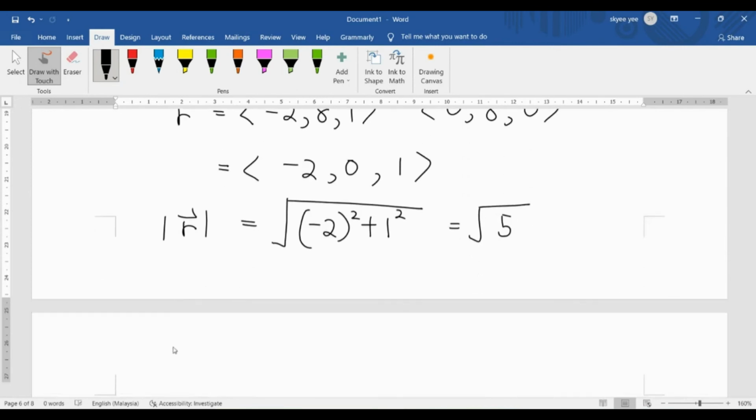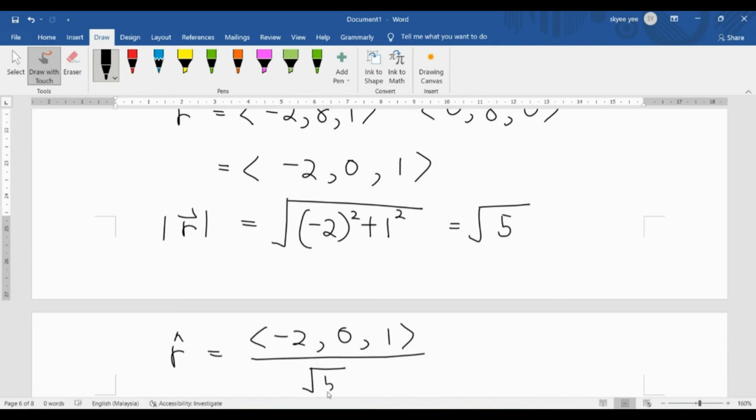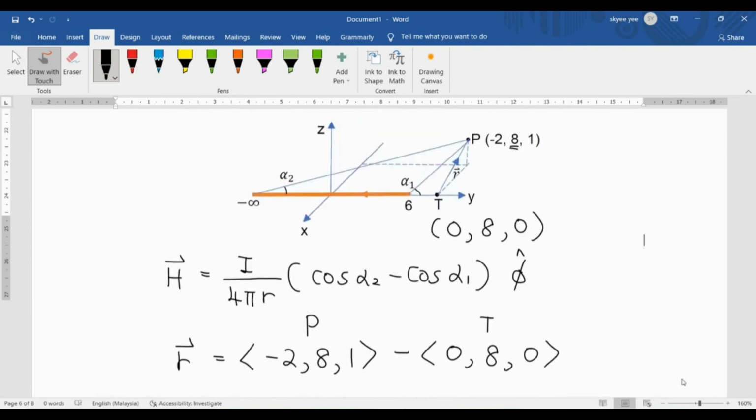While for your unit vector r, it is equals to this: negative 2 over square root 5, this is x, plus 1 over square root 5, and this is z. So you got your unit vector r already. So what is next? Alpha 1 is your next.